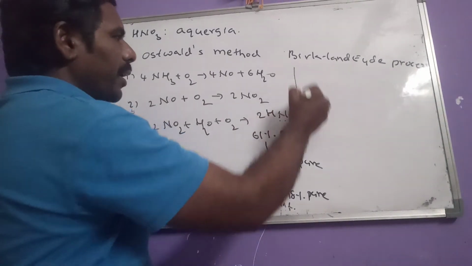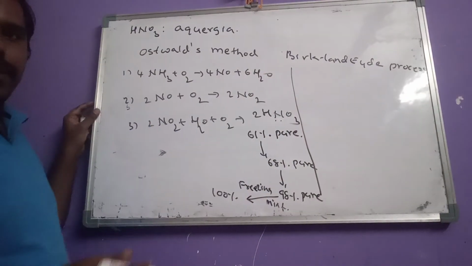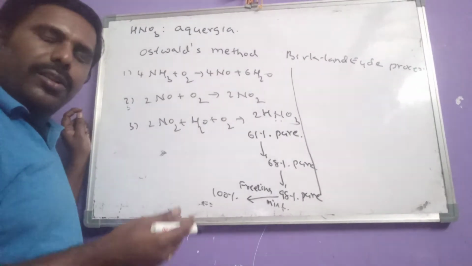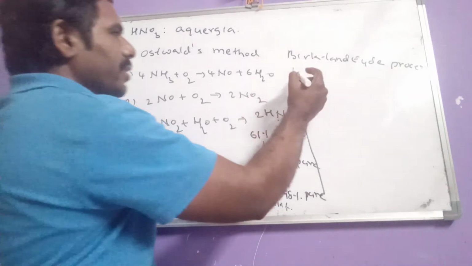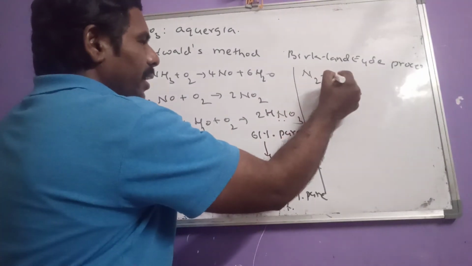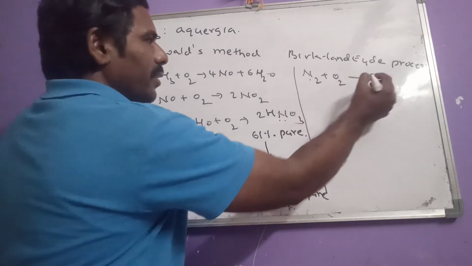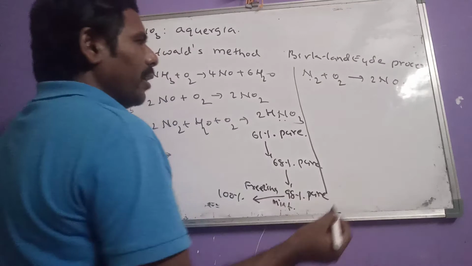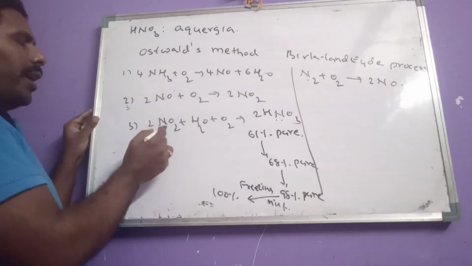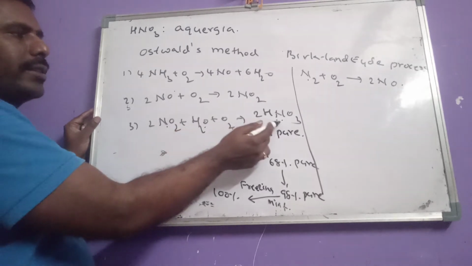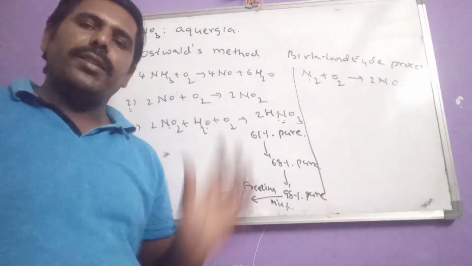And in case of Birkeland-Eyde process, only the first step is different. Remaining second and third steps are same as in the case of Ostwald method. So what is the first step here? Air, that is nitrogen and oxygen, combine to give NO. Again that NO undergoes oxidation to give NO2. NO2 when treated with water and oxygen, again we can get HNO3. So only the first step is different.